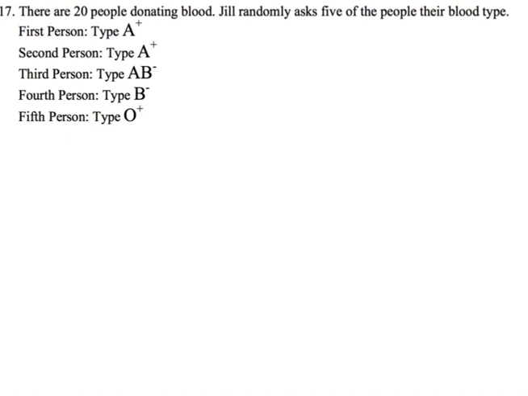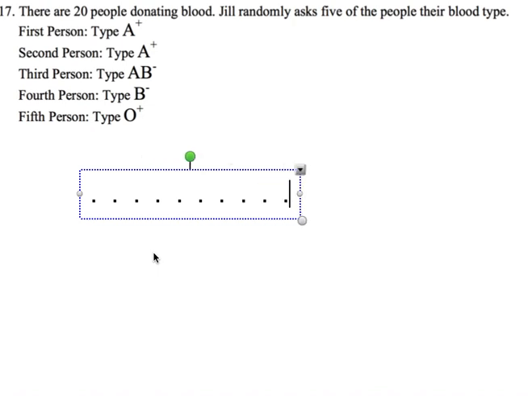there are 20 people donating blood. Jill asks 5 of the people their blood type. I'm pretty sure Jill's not asking the same person more than once. Jill's specifically asking 5 different people. So, if we have 20 people here, 5, 6, 7, 8, 9, 10, and let's double that.